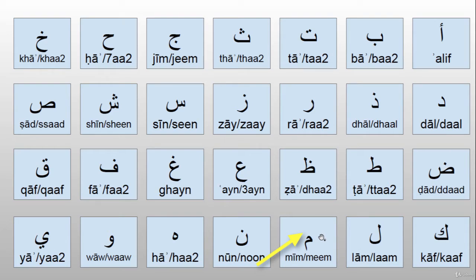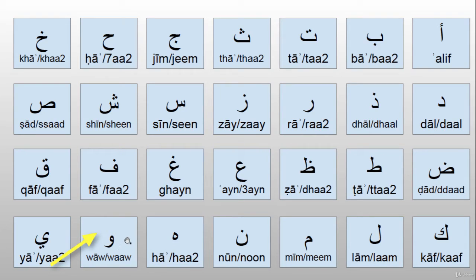And then mim, which corresponds to the M sound in English, mim, mim. And then noon, corresponding to the N sound in English, noon, noon. And then he, corresponding to the H sound in English, he, he. Notice that it's similar to ha, but since there is a difference in pronunciation, these two are different letters, and in the transcription system we are indicating this by using 7 for ha and simple H for he.